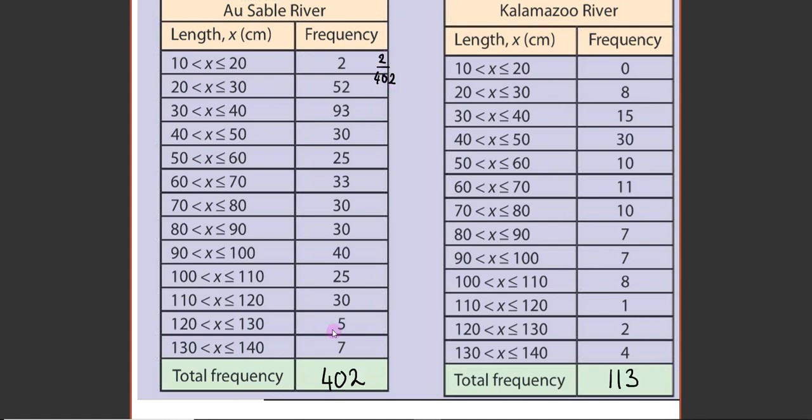So 2 divided by 402, so the frequency, divided by the total frequency, then multiplied by 100. What do you get? 0.5%. And what about the comparative one here? It's 0%. We don't need to worry about that, do we?